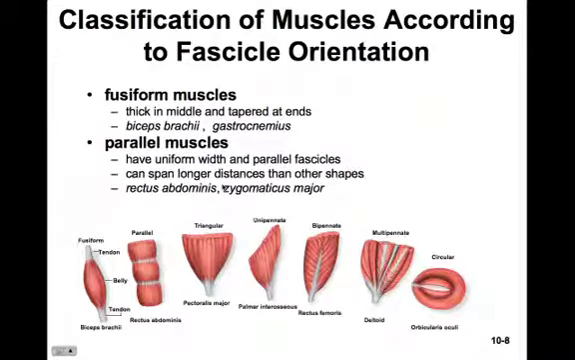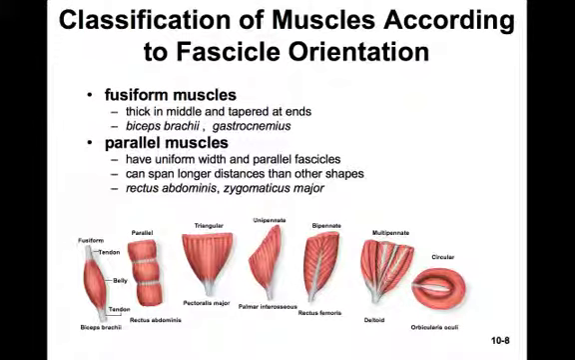Now we'll move on to look at how we classify muscles. The strength of the muscles and the direction of its pull is determined by the orientation of the fascicles in the muscle. There are fusiform muscles that we see over here on the left. They're thick in the middle, they're tapered at the end. The biceps brachii and the gastrocnemius in our calf are great examples of fusiform muscles.